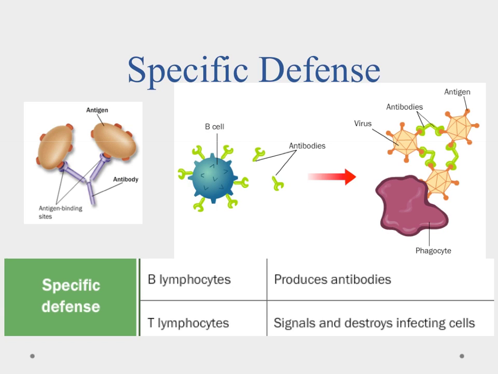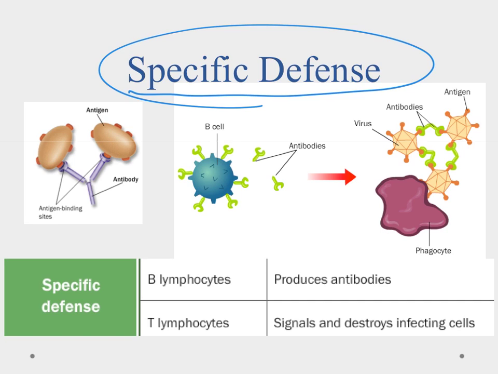Okay, sometimes instead of it just being nonspecific, it's a specific defense. And that means it'll target one specific pathogen. It'll go after that one, and that's what we see going on. With those, what we see is the use of lymphocytes. And our B lymphocytes are going to produce antibodies. So we'll see our B lymphocyte cell here producing these antibodies. These antibodies will then go out and they will grab onto this virus or whatever pathogen it is.